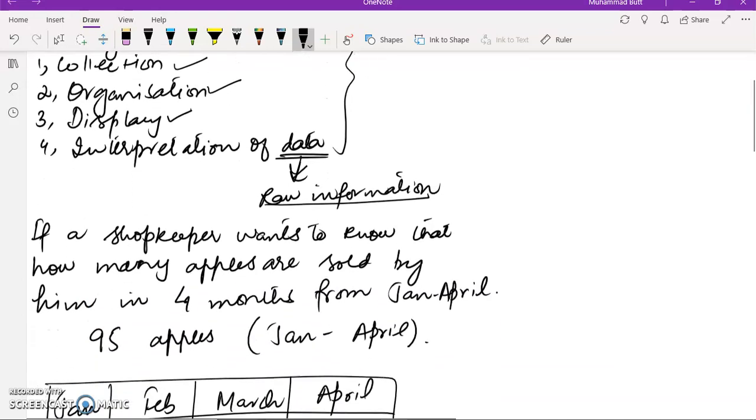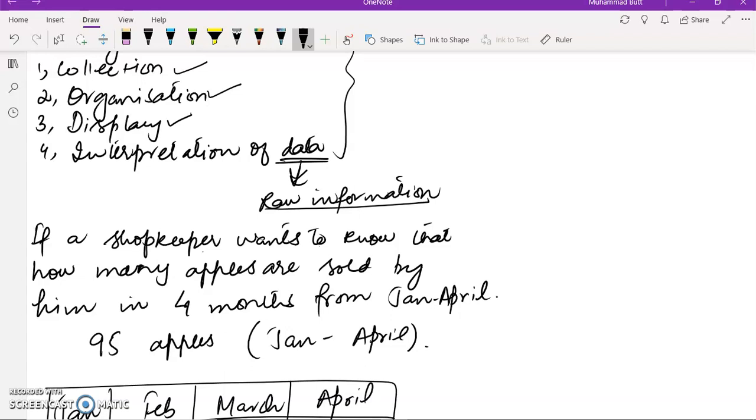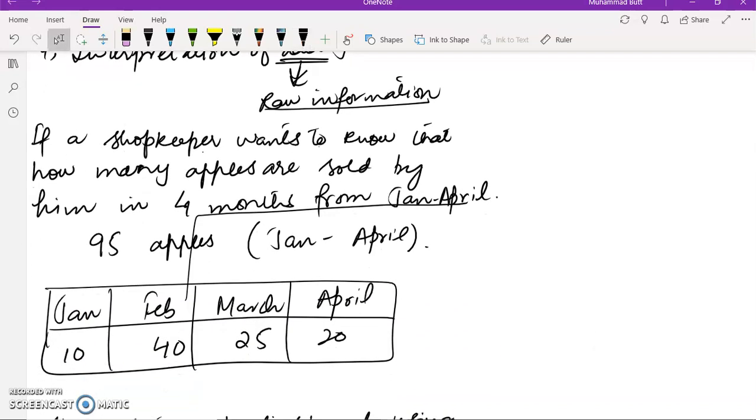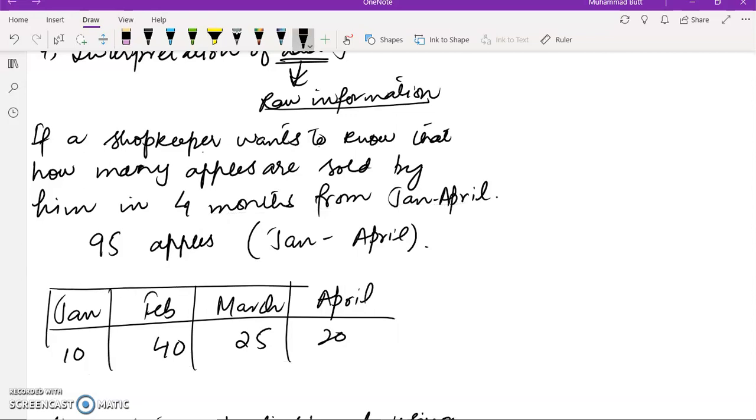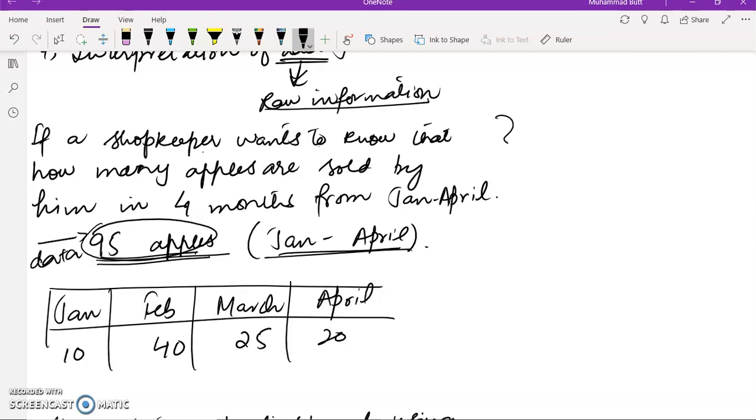Let us take an example of a shopkeeper. If a shopkeeper wants to know how many apples are sold by him in 4 months, from January to April, and he concluded that the number of apples sold by him are 95. So he has sold 95 apples from January till April. This number is called data. This is the raw information, and this stage is called collection of data.